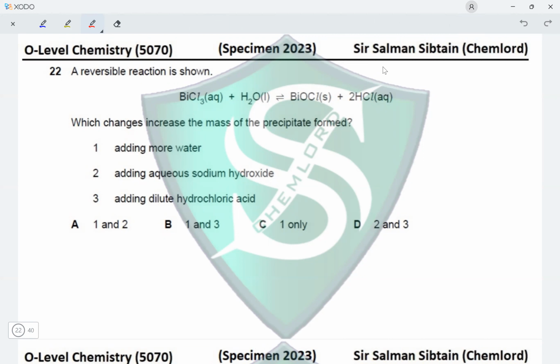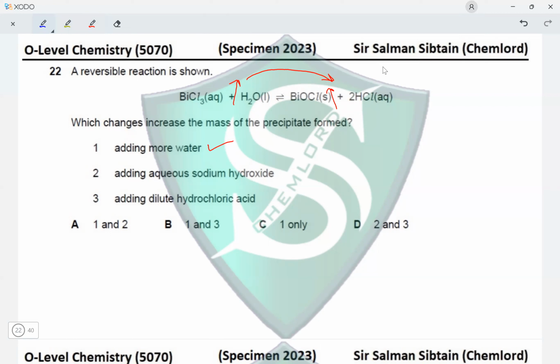Option 1, adding more water. If you add more water, you increase the concentration of the reactants, which would result in the equilibrium being favored in the forward direction. And when the equilibrium is favored in the forward direction, the mass of the precipitate would increase. So adding more water is a correct option.